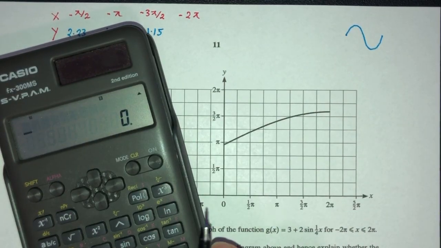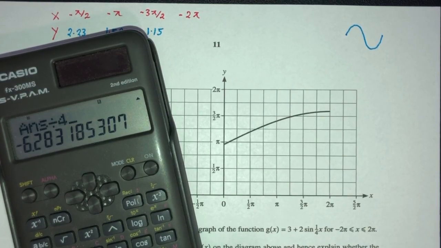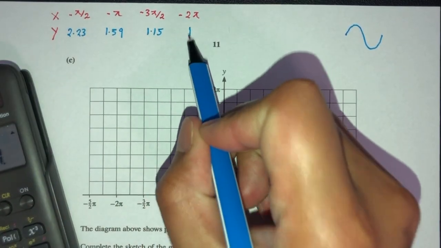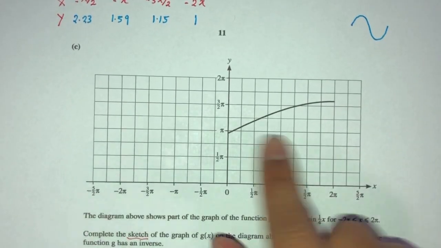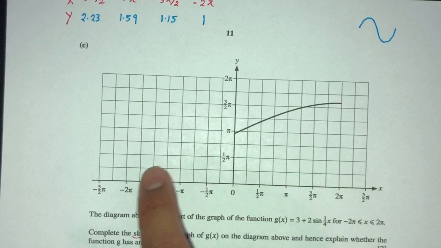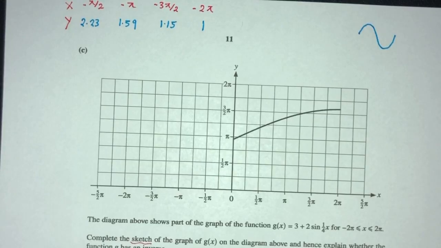And the last one is minus 2 pi. So minus 2 pi divided by 4, sine of your answer times 2 plus 3. That'll become 1. As you can see, as we go in this direction, the value will decrease, right? It will be decreasing until the value of 1 over here. Now, of course, you can plot the points. You can do that as well.